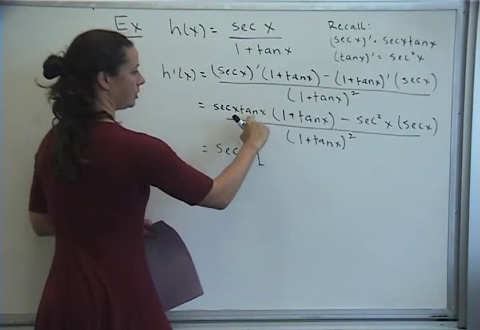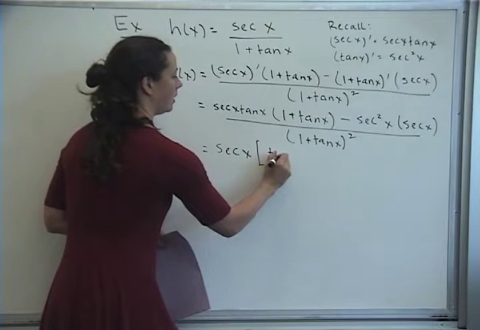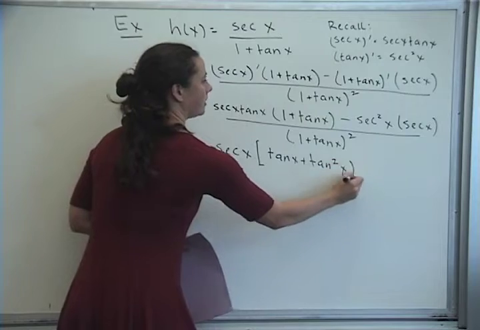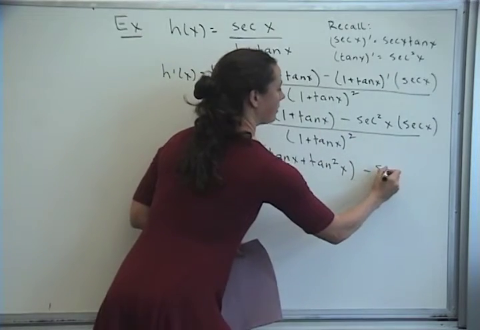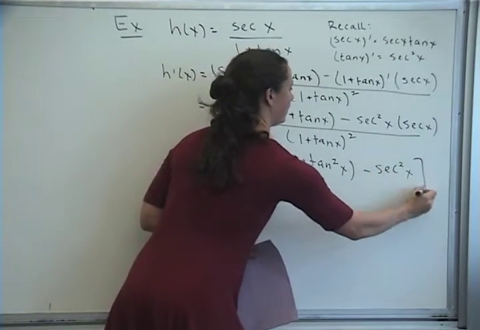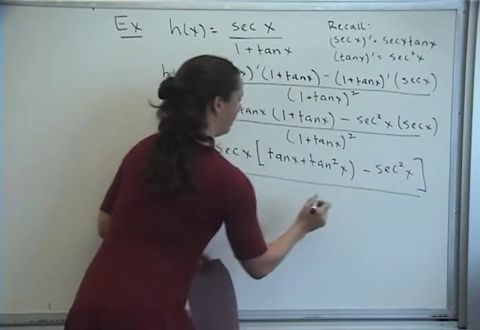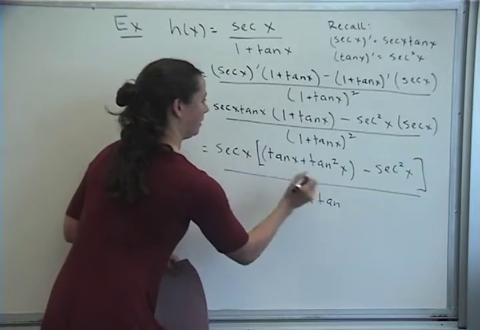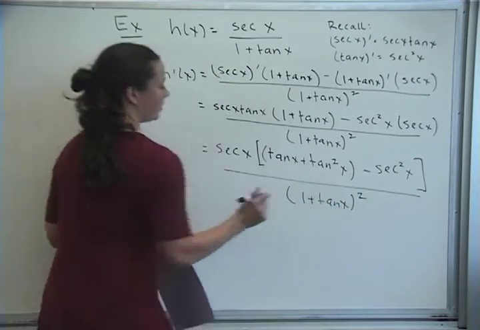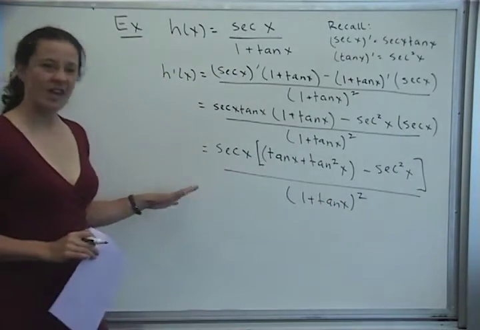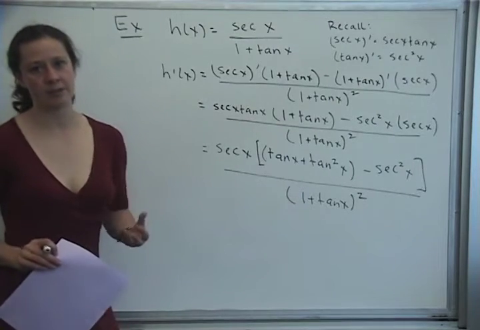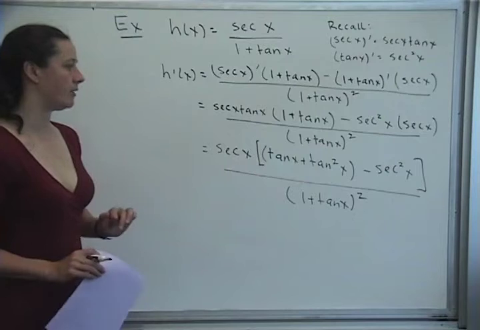And then I'm going to go ahead and distribute this tangent of x into here, so tangent x plus tangent squared x. Minus 1 of the secants came out, so secant squared x like this. And then everything is divided by the 1 plus tangent x quantity squared. So this looks okay, but not super great yet.